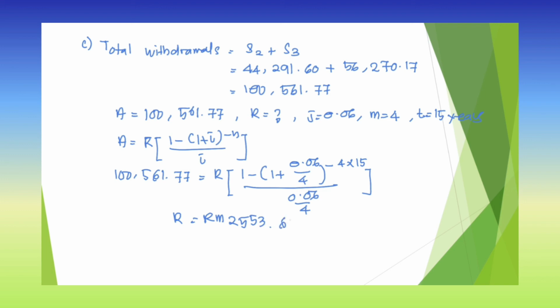And then question D, calculate the effective rate equivalent to the nominal rate in part C. We are going to use the formula RE equals (1 plus I) to the power of M minus 1. So, (1 plus 0.06 over 4) to the power of 4 minus 1 equals 0.0614, which equals 6.14%.